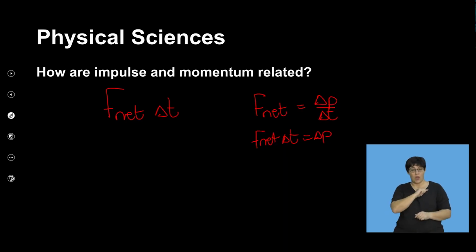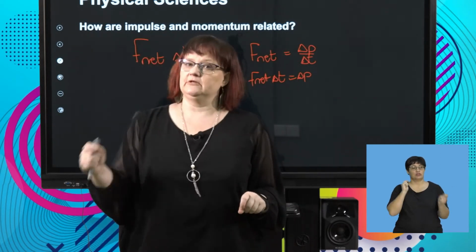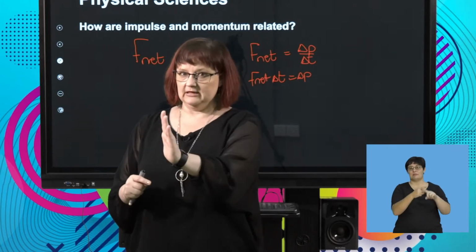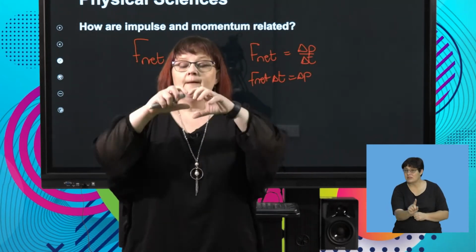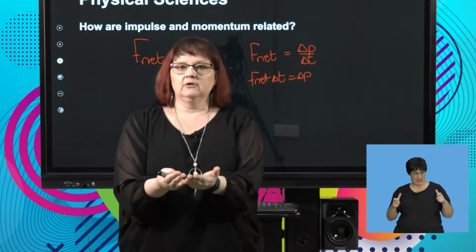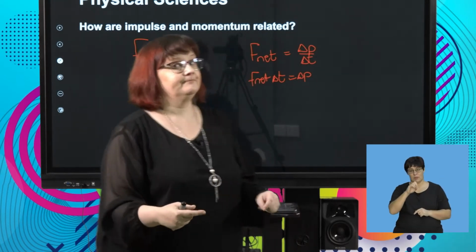Why? Because here I'm telling you that impulse is equal to change in momentum. I'm not defining impulse as being change in momentum. That's still the product of F net times time. I'm telling you that the value, the magnitude of impulse, is equal to the object's change in momentum, okay?